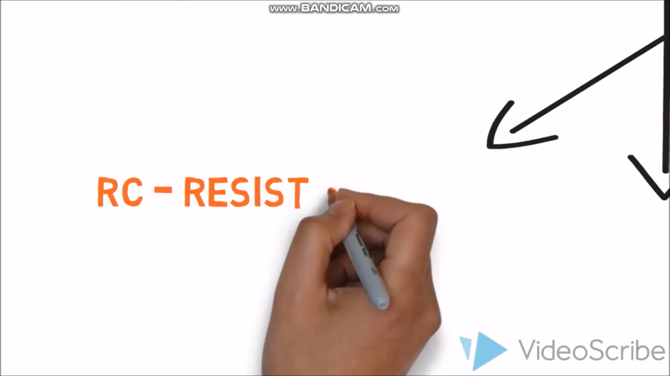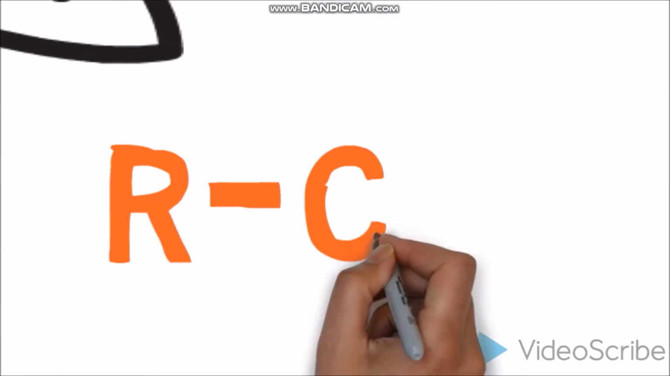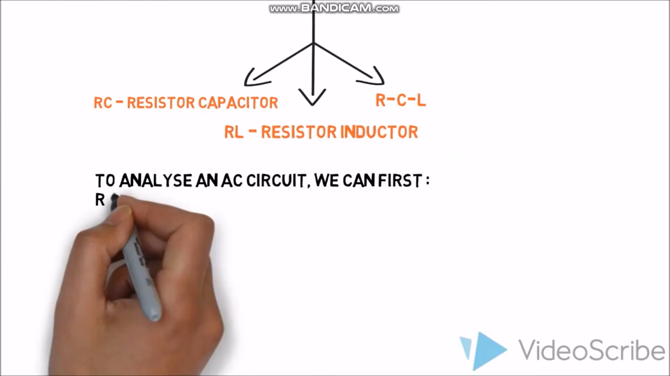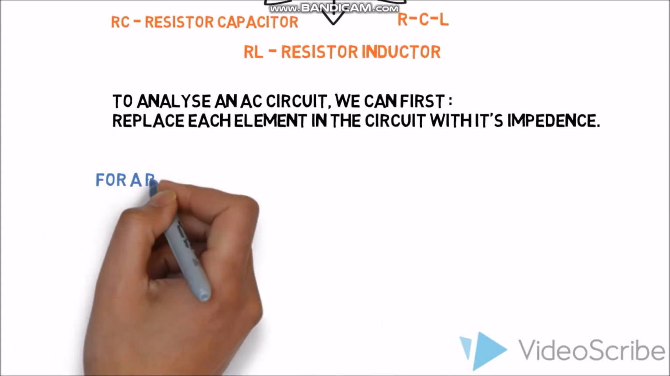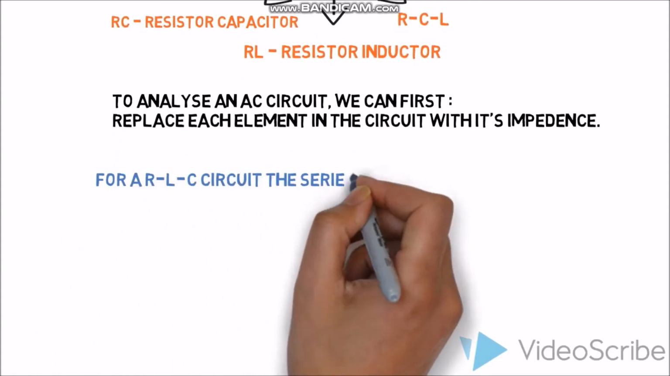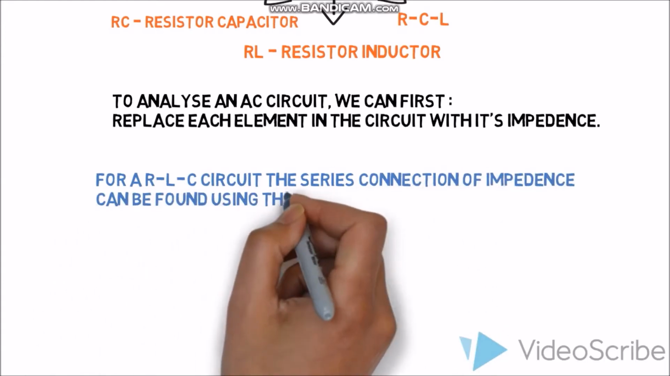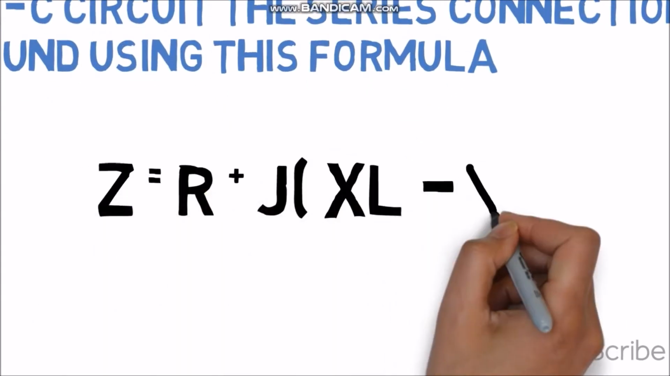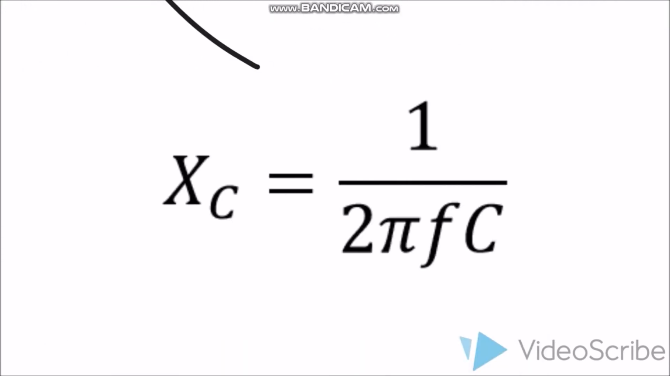We have three forms of series parallel circuits, RC, RL, and RLC, which is a combination of all three. To analyze an AC circuit, we can first replace each element in the circuit with its impedance. For an RLC circuit, the series connection of impedance can be found using this formula, where Z equals R plus the reactance of the inductor minus the reactance of the capacitor. And the reactance can be found using these formulas for different frequencies.